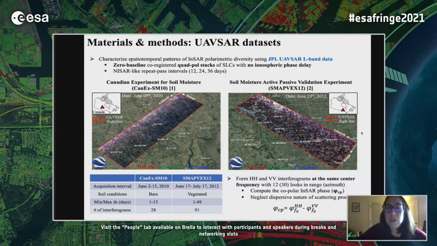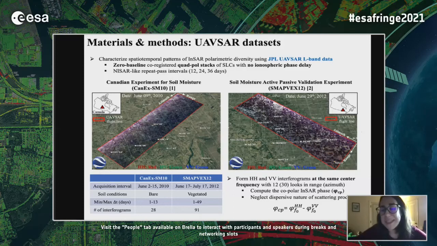The difference between these two data sets, CanEx and SMAPVEX12, is the condition of the soil by the time of the UAVSAR campaign. For the CanEx campaign, the condition of the soil was bare. In other words, the vegetation cover was pretty much negligible. Conversely, for the SMAPVEX12 campaign, the vegetation changes dramatically throughout the UAVSAR acquisitions.